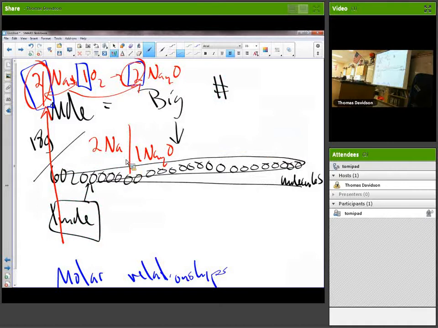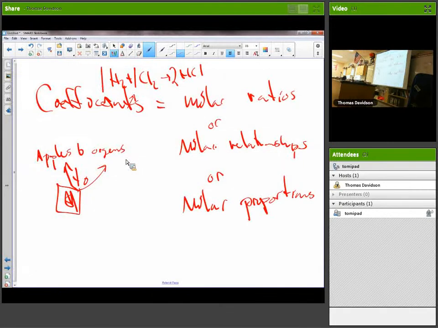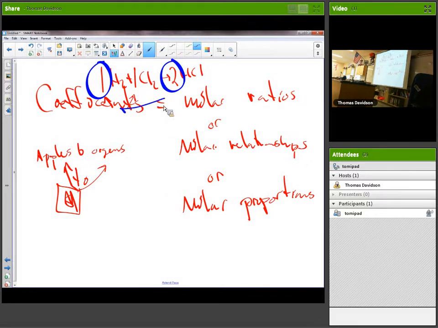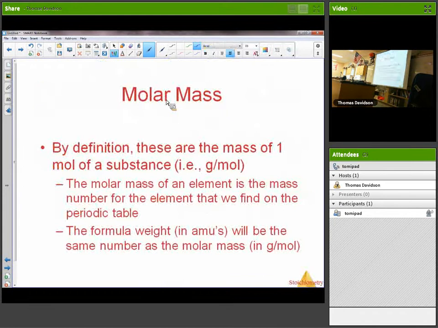This is all I was saying before. Coefficients are molar ratios, or molar relationships, or molar proportions. So just one more reminder, we could use it to compare H2 to HCl. It would be a 1-to-2 relationship, or if you went the other direction, it would be a 2-to-1 relationship. Easy enough?